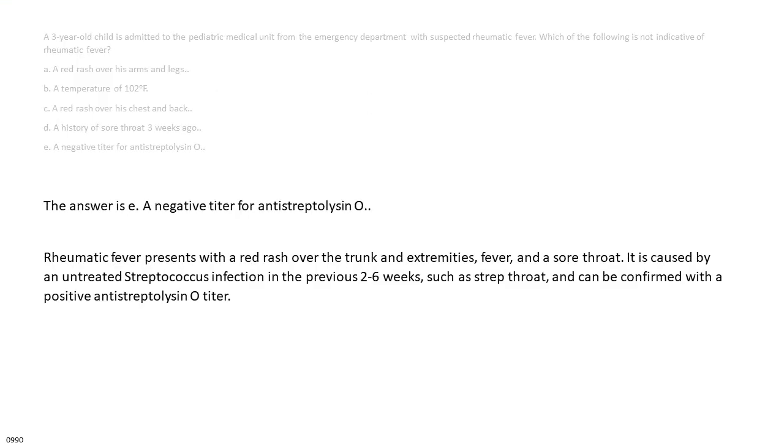The answer is E. A negative titer for anti-streptolysin O. Rheumatic fever presents with a red rash over the trunk and extremities, fever, and a sore throat. It is caused by an untreated streptococcus infection in the previous 2 to 6 weeks, such as strep throat, and can be confirmed with a positive anti-streptolysin O titer.